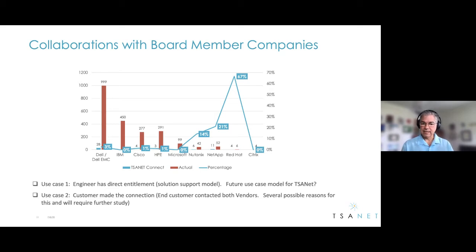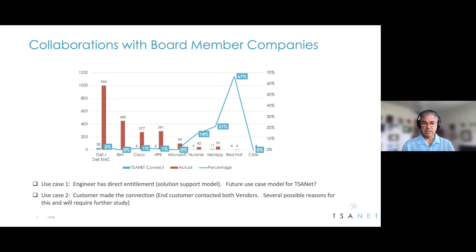The second use case, though, and I would say, when we analyzed some of the details of the cases, this is probably maybe a third of the collaborations that were outside of TSANet Connect. We found that the customer actually made the connection, and in this case, obviously, we need to dig a little bit further, because there are several reasons that could happen. Sometimes the customer took it upon themselves, maybe to reach out to both vendors at the same time, and in that case, you can't really fault the engineer for that, because they got involved in a multi-vendor collaboration from the customer standpoint.